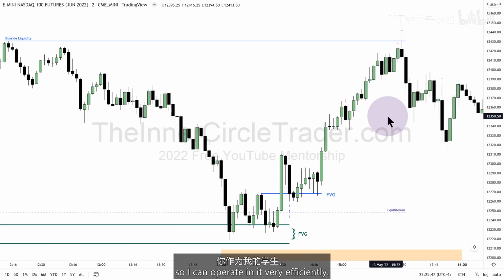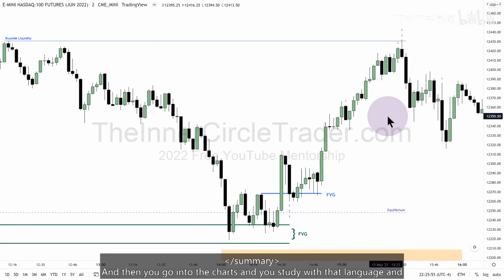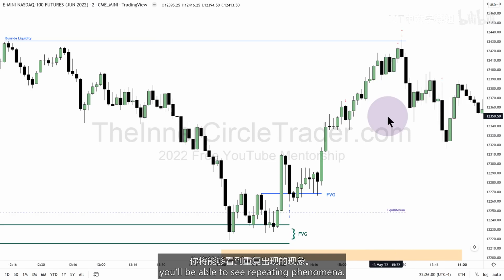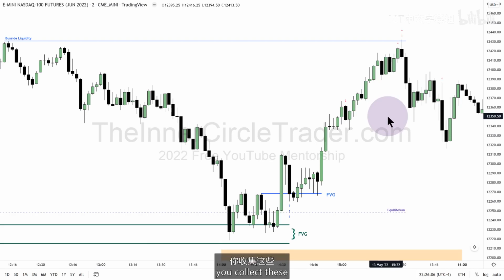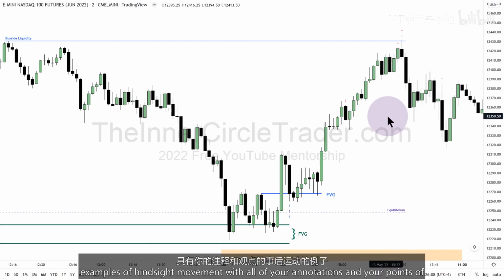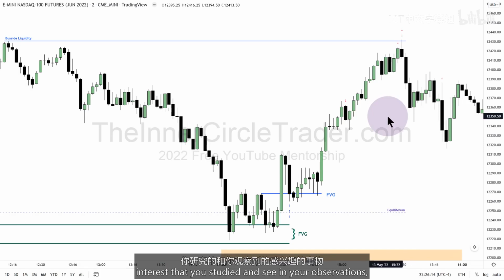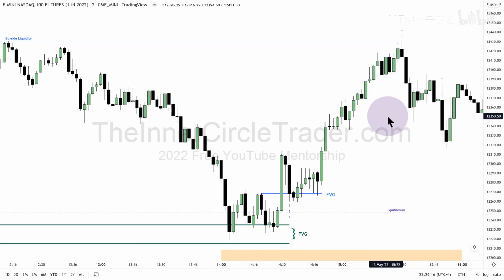I'm the author of this algorithm, so I can operate in it very efficiently. You, as a student of mine, you have to understand my language first. And then you go into the charts and you study with that language, and you'll be able to see repeating phenomena. And because you're able to do this at your own leisure, you collect these examples of hindsight movement with all of your annotations and your points of interest that you studied and see in your observations.